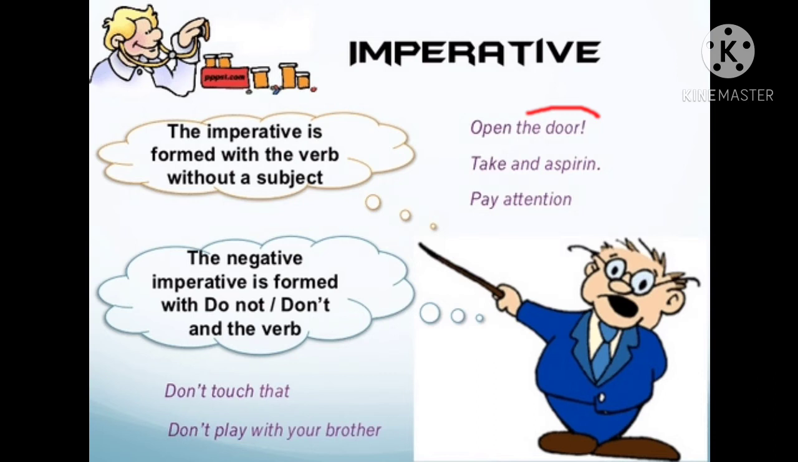And then this is a positive imperative. And then the negative imperative sentence is formed with do not or don't and the verb. Look at the example, don't touch that. And then don't play with your brother. We can also say that it is a forbidden or negative imperative.